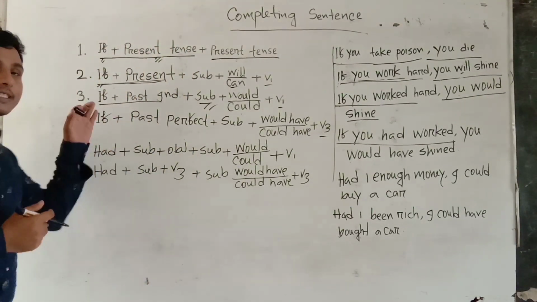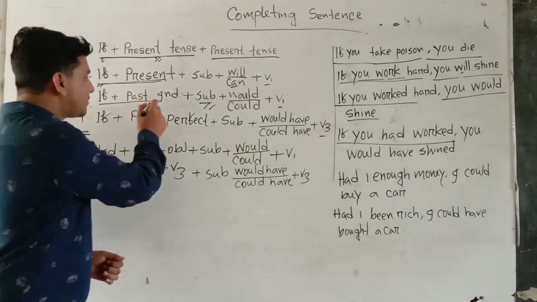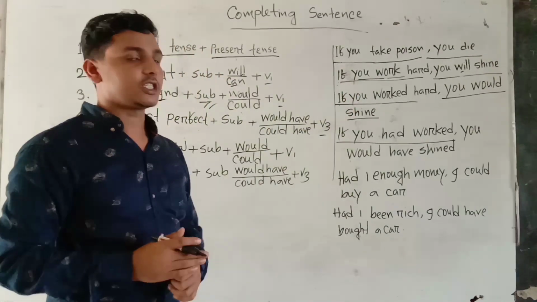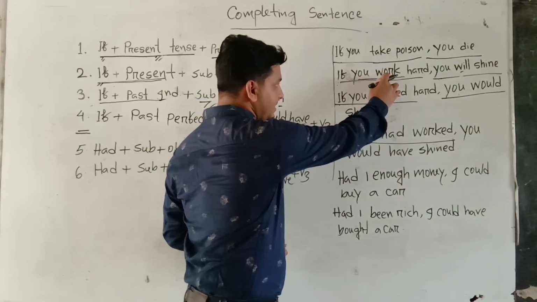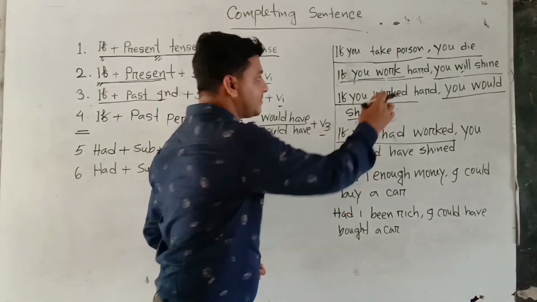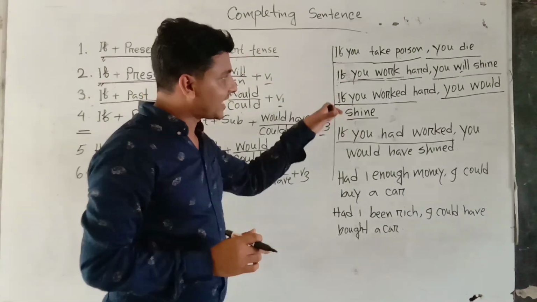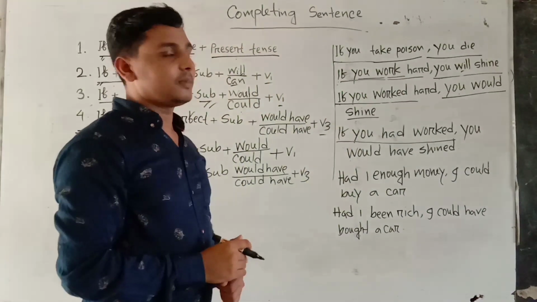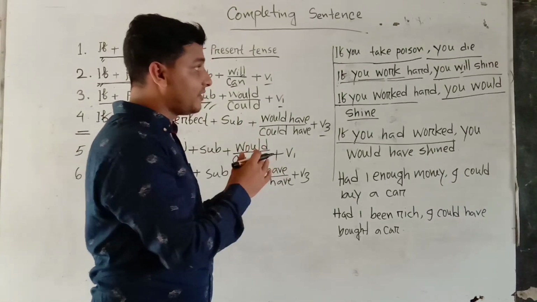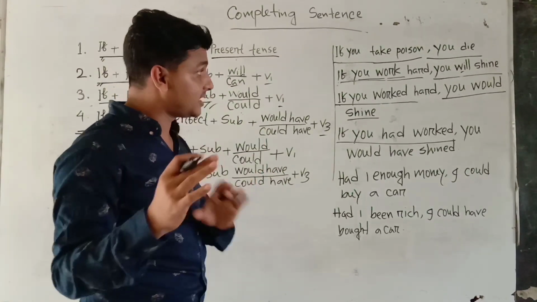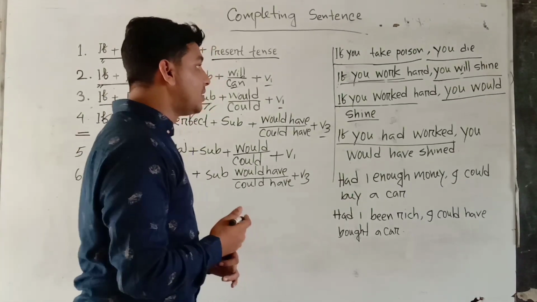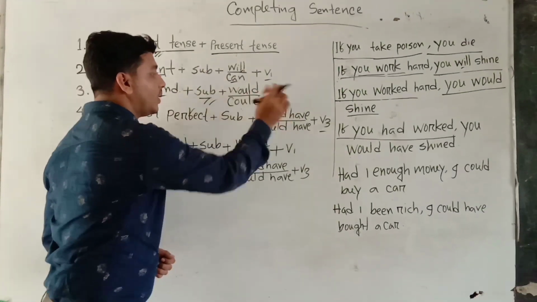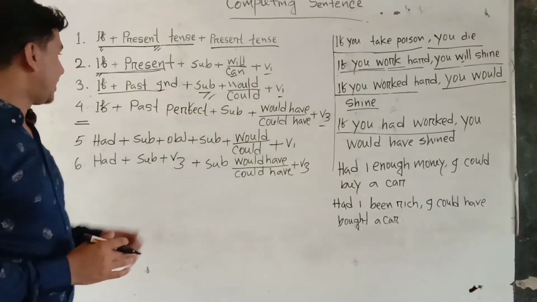Come to the second conditional. The second conditional will start with the past indefinite. This is the main difference between the first and second conditional. You see, this verb is in the present tense, that's why it is the first conditional. This verb is in the past form, so this is the second conditional. This is the basic difference in verb formats. Whenever the verb is in the past form, it is past indefinite, and whenever the if clause is in the past indefinite, the other part of the sentence will be like this: you would shine. Subject plus would plus base verb. You will follow this format here.